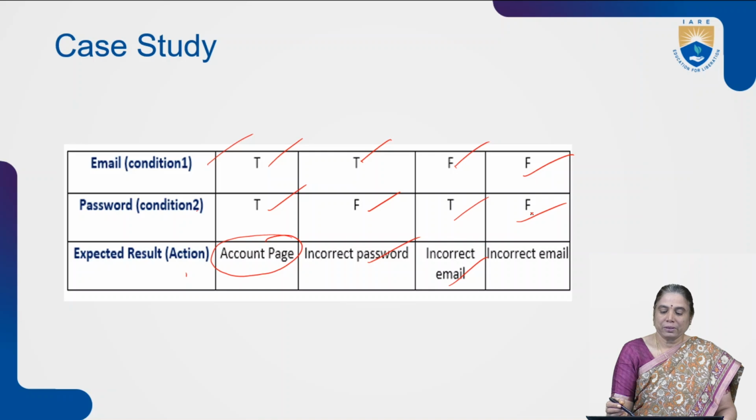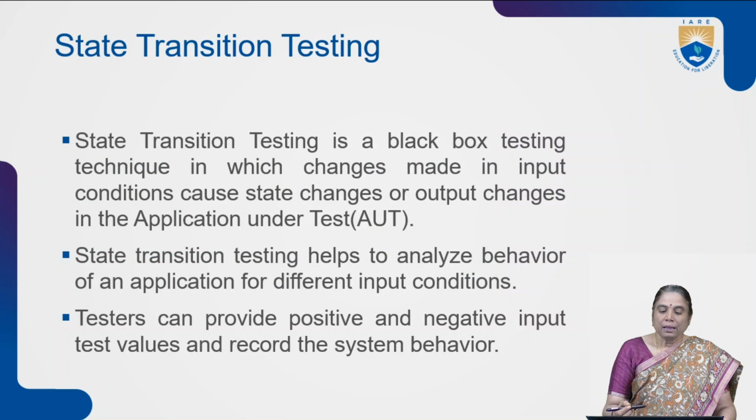So the error message, incorrect email message can be displayed. In this way, decision table testing technique can be applied. The next variety of black box testing technique is the state transition testing.